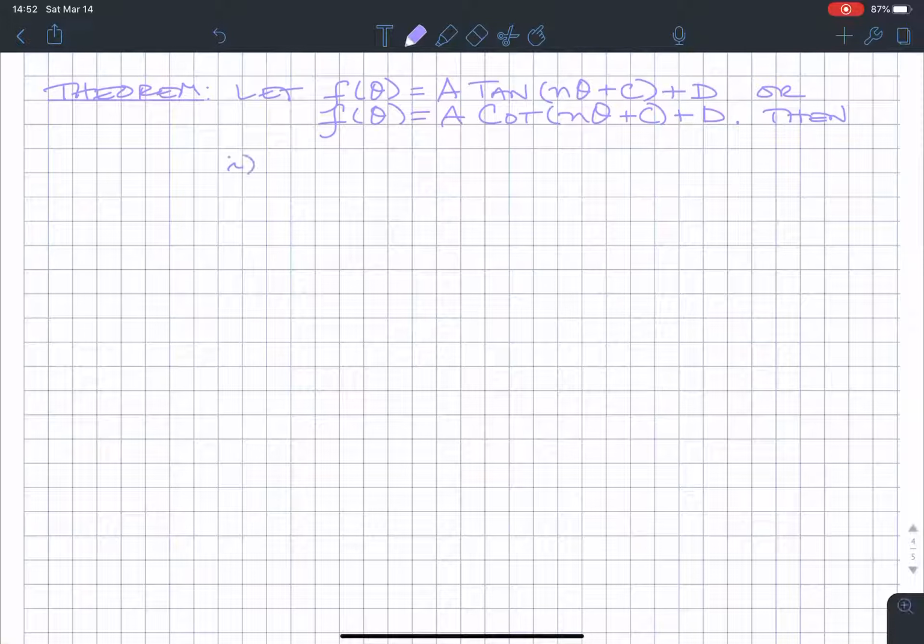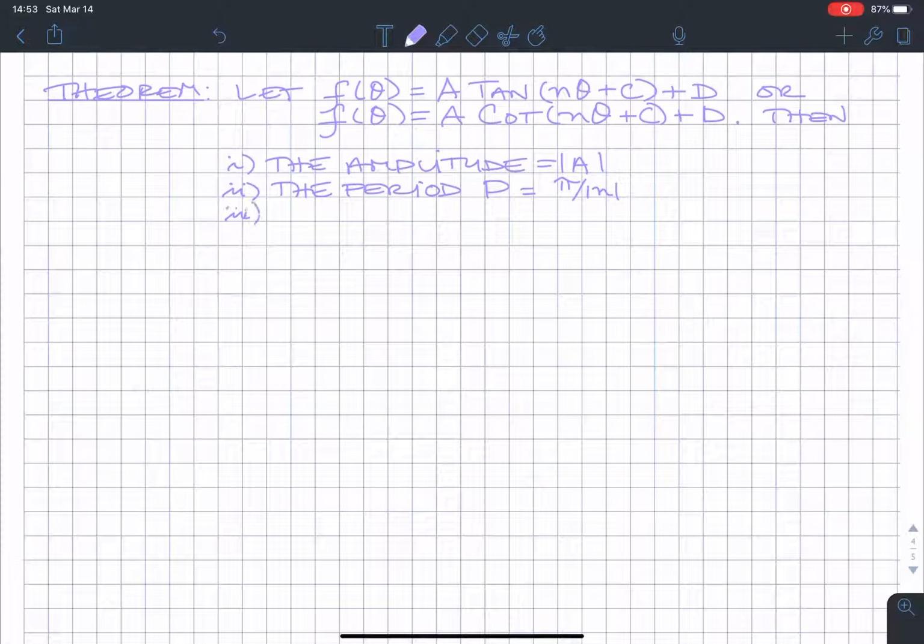Number one, the amplitude, which is the vertical stretch, is going to be the absolute value of A. Number two, the period. Remember, the period for tangent and cotangent was half that of the other four. So the period P is going to be pi divided by the absolute value of n.